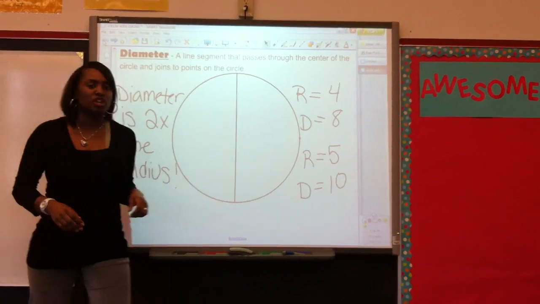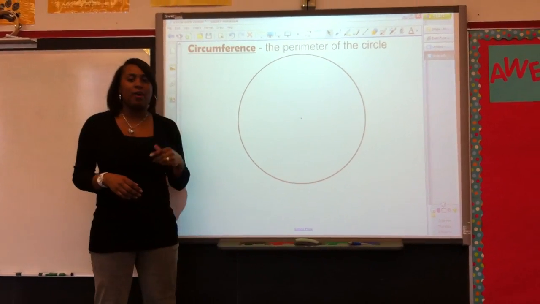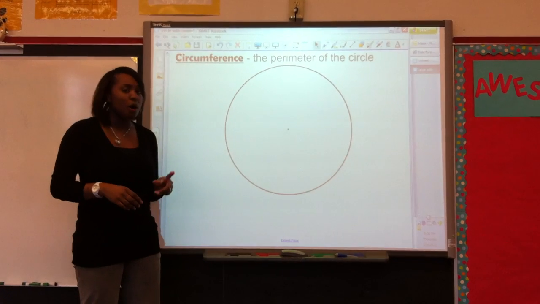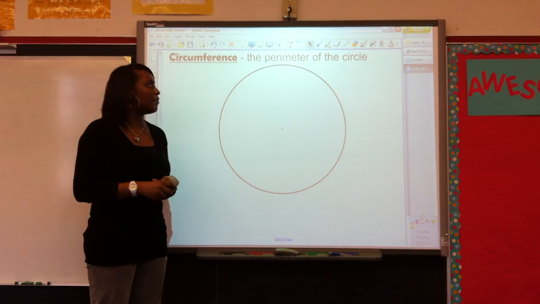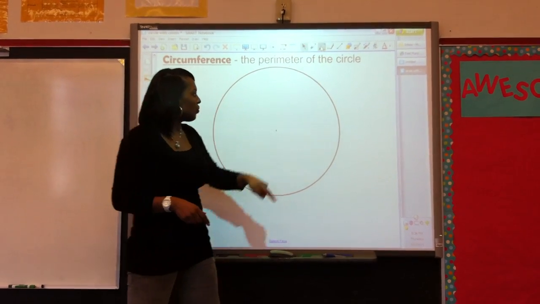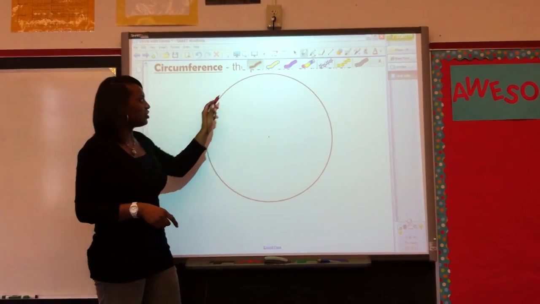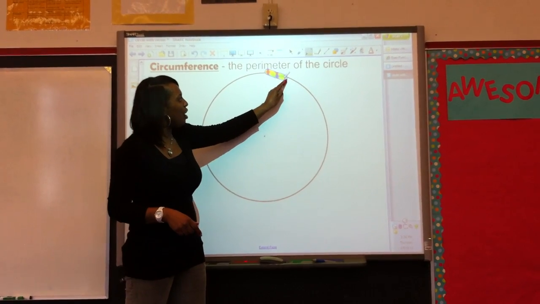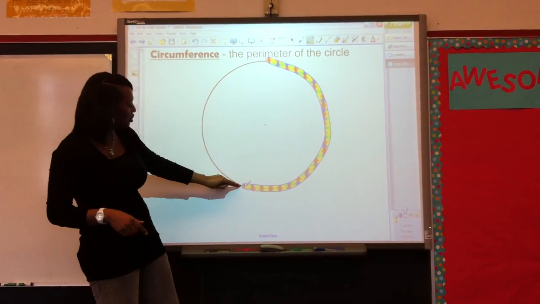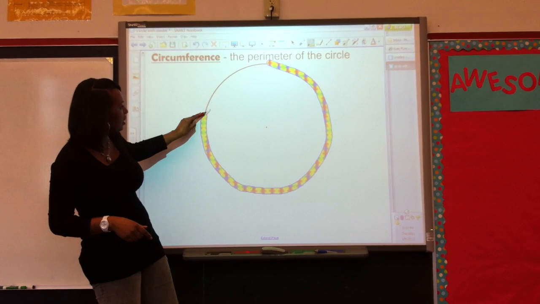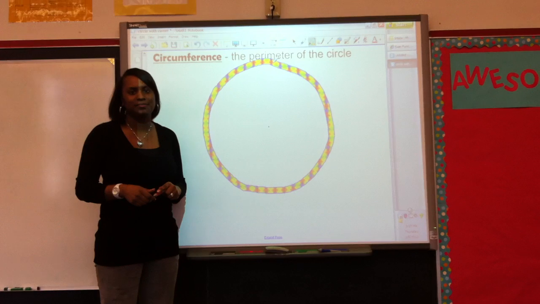The last term that we didn't spend too much time on was the circumference. We will go into depth about this tomorrow. But what the students do know is that the circumference is the perimeter of the circle. I explained to them that the perimeter is just the outside edge of the circle, and they were to outline the perimeter. The perimeter of a circle is called the circumference.